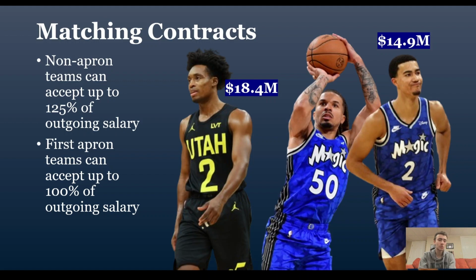Because 125% of $14.9 million, which is the outgoing salary in this trade, is $18.6 million. That means, in exchange for these two players specifically and their respective deals, the Magic can take in up to $18.6 million. Because Sexton is under $18.6 million, just about $200,000 under the figure, this trade is possible under the NBA's collective bargaining agreement.